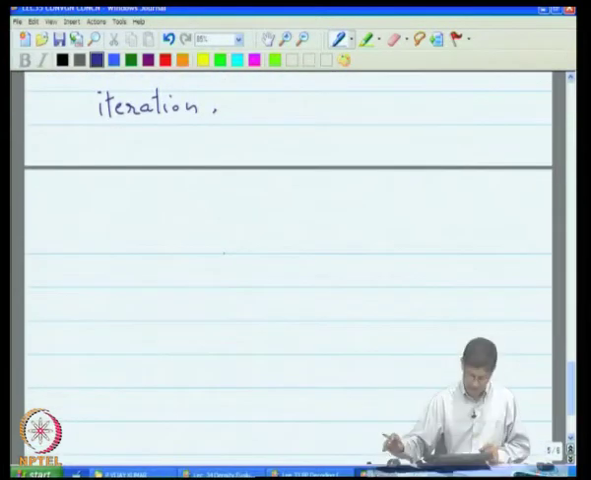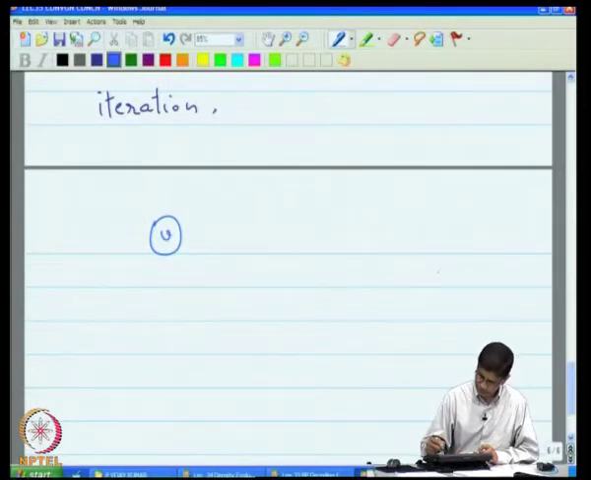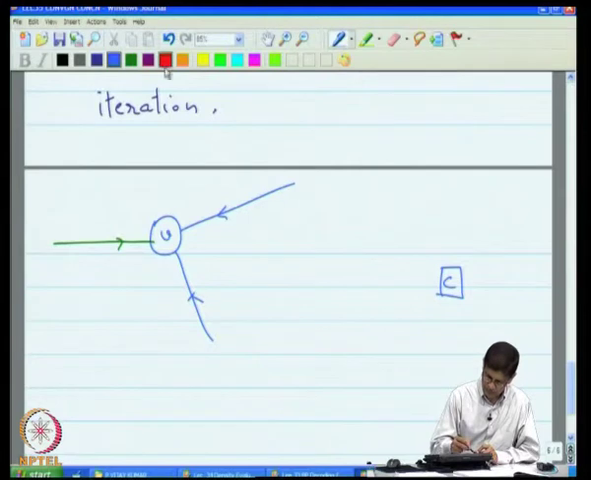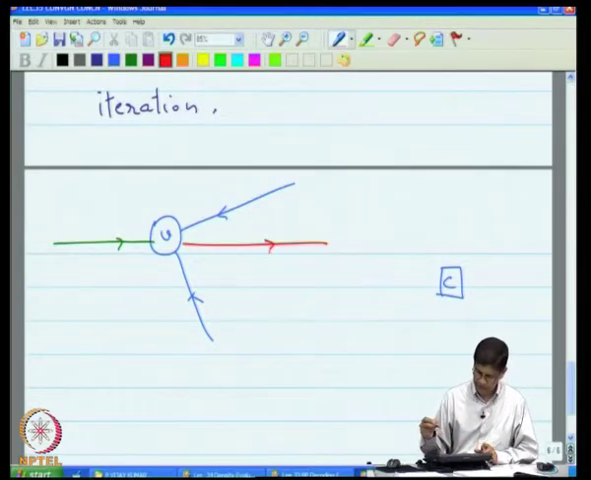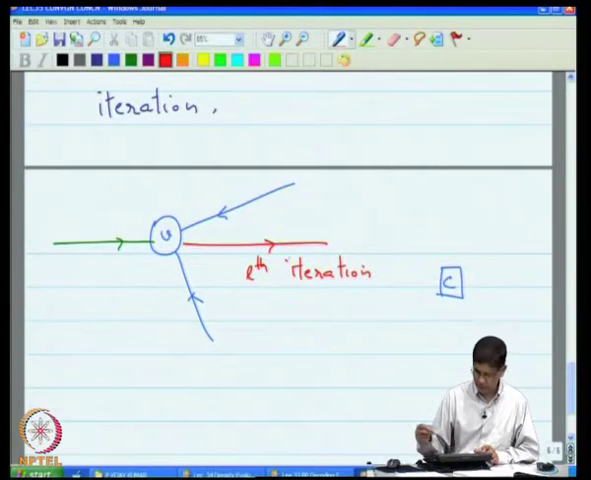So, what that means here is that, let me try to draw a picture. Here you have your variable nodes, and let us say that this is a variable node, and here you have a check node. What you are doing is, of course, you have the input from the channel, but you also have input coming from the incoming edges, and you have your outgoing message. Let us say that this is taking place during the Lth iteration.